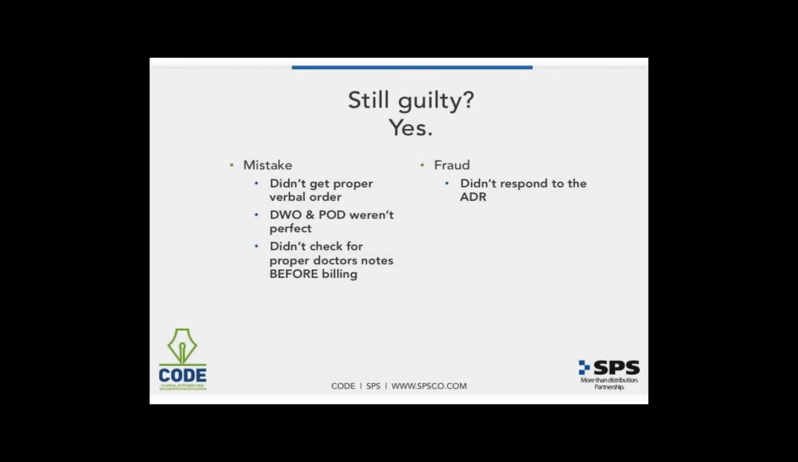So are we still guilty here? Is this practice still guilty of not having what they should have had? Yeah, we're guilty. It's a problem. We made a mistake. But guess what? You want to be guilty of a mistake, not guilty of fraud. So if we didn't respond to the additional documentation request, there's a chance, and that happens more than a few times, there's a chance they could say, clearly this place is fraudulent. This practitioner is trying to get away with something because they're not giving us the info we want.